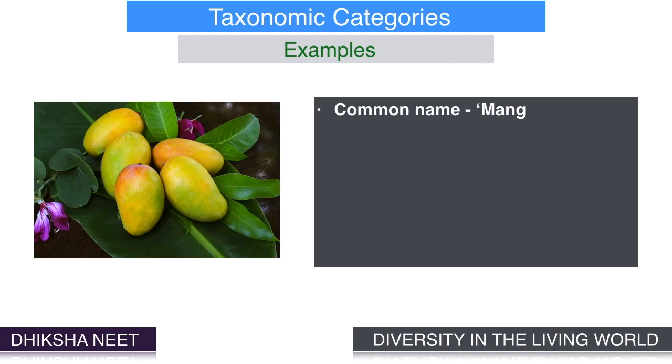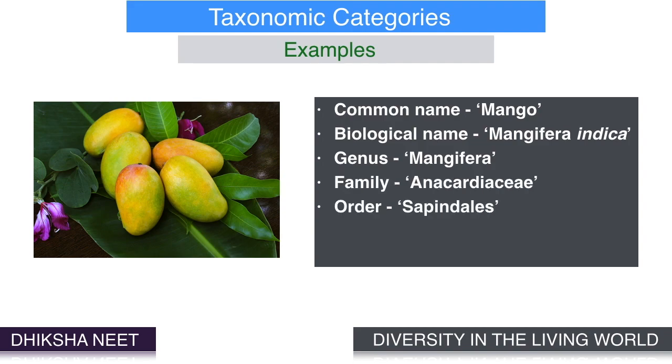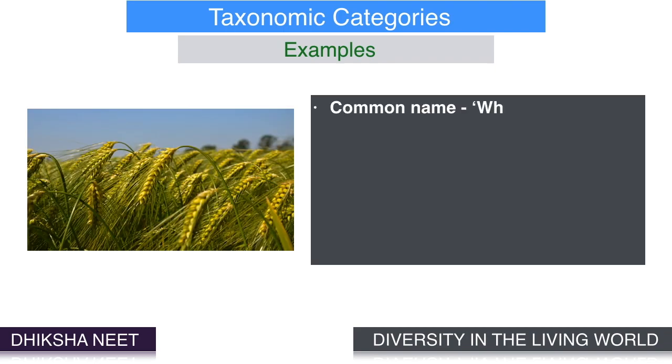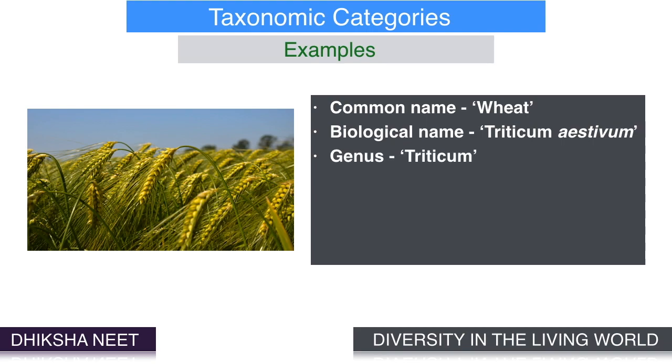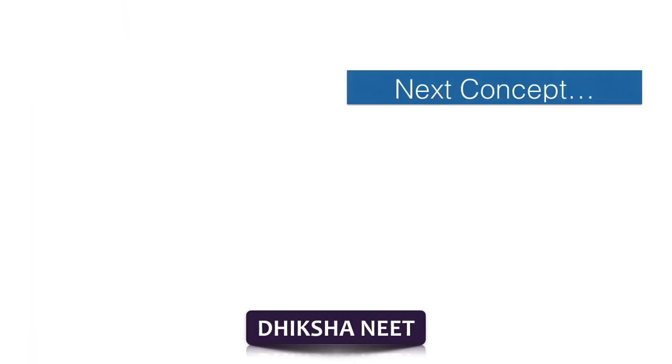Common name: mango. Biological name: Mangifera indica. Genus: Mangifera. Family: Anacardiaceae. Order: Sapindales. Class: Dicotyledonae. Phylum: Angiospermae. Common name: wheat. Biological name: Triticum aestivum. Genus: Triticum. Family: Poaceae. Order: Poales. Class: Monocotyledonae. Phylum: Angiospermae. The next concept is taxonomical aids.